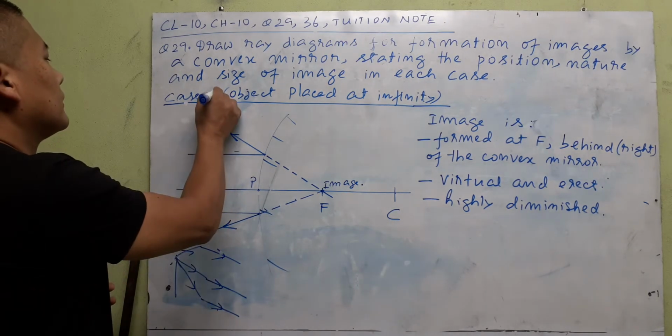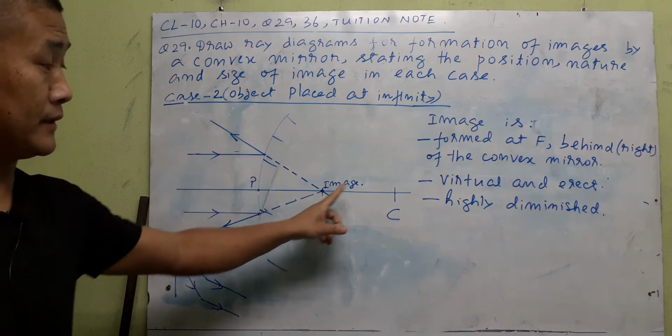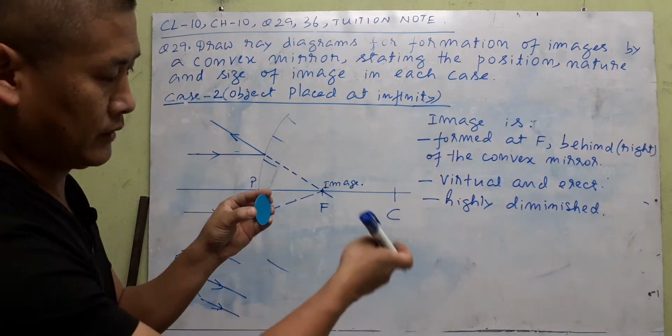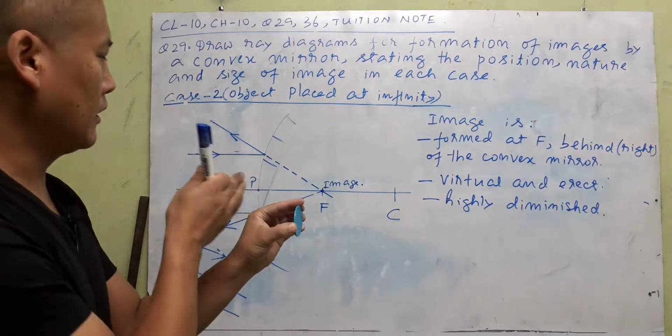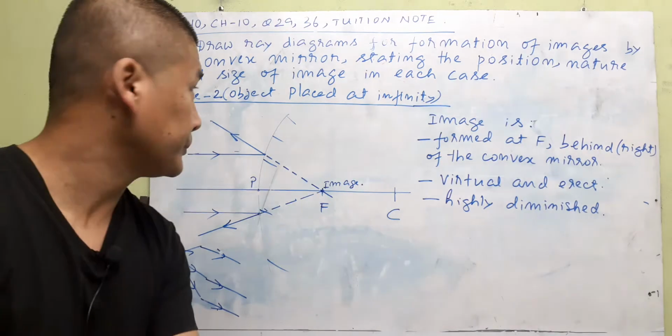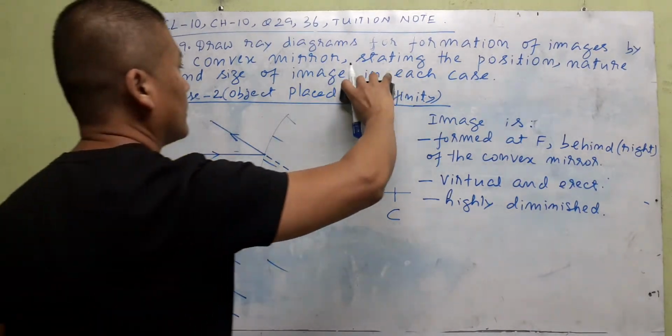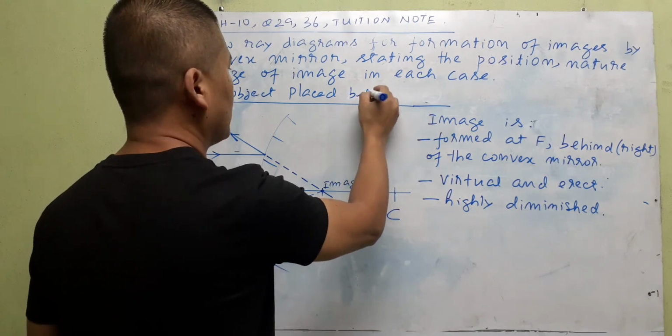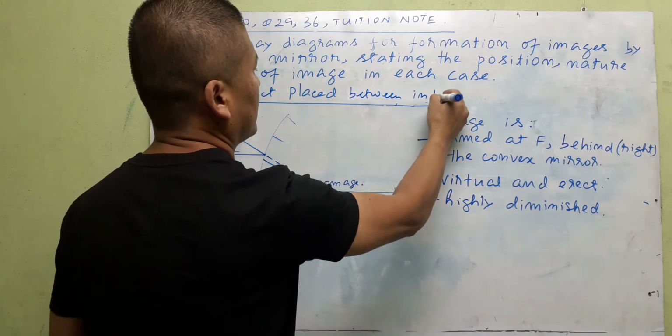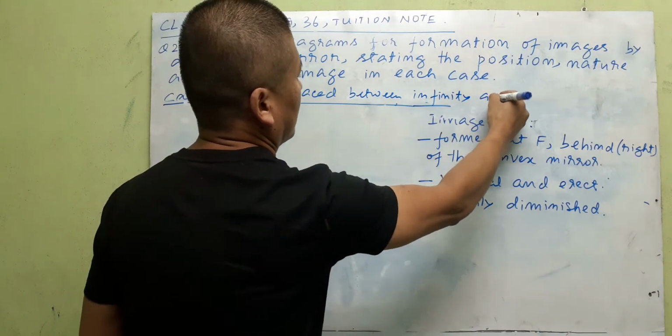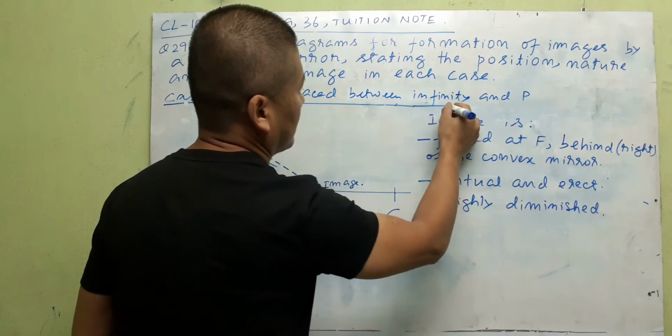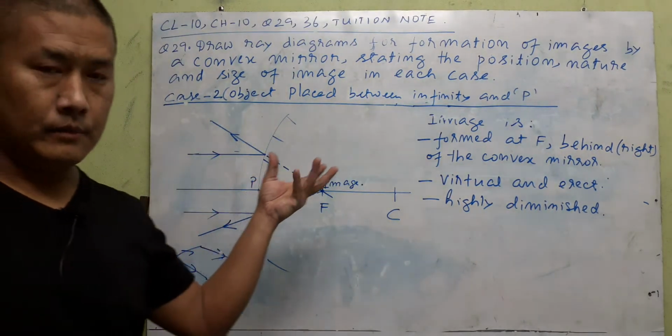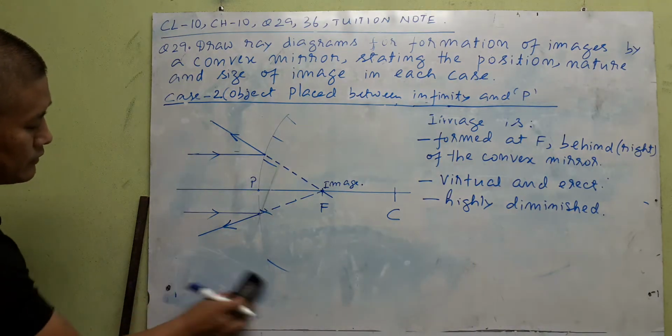Okay. Now let us go to case 2. Having done this, there are only two positions possible because F and C are behind, not on the reflection side, they are here, F and C here, so we cannot place the object on the right. That's why there are only two positions. Okay, so case 2, object placed between infinity and mirror, or some textbooks say between P and infinity, or between infinity and mirror. You can say whichever way you like, you can write it.